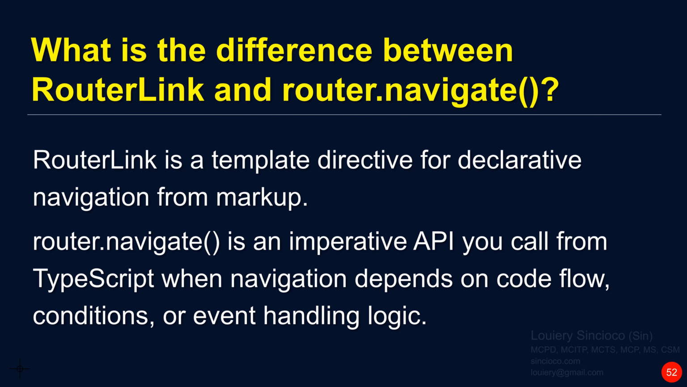What is the difference between routerLink and the router.navigate function? RouterLink is a template directive for declarative navigation from markup. The router.navigate function is an imperative API you call from TypeScript when navigation depends on code flow, conditions, or event handling logic.